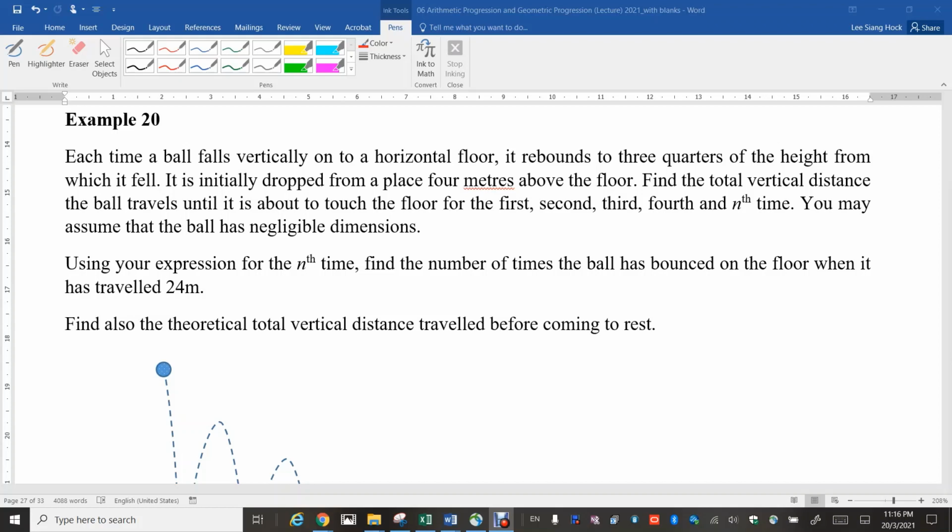And each time the ball falls vertically onto a horizontal floor, it rebounds, right? But you know that, we all have experienced a bouncing ball. When you drop a ball, it's not going to bounce higher unless you exert some force. If you just let it drop freely, when it rebounds, it's not going to reach the same height from where you drop it. It's going to get lower and lower, and eventually it will stop.